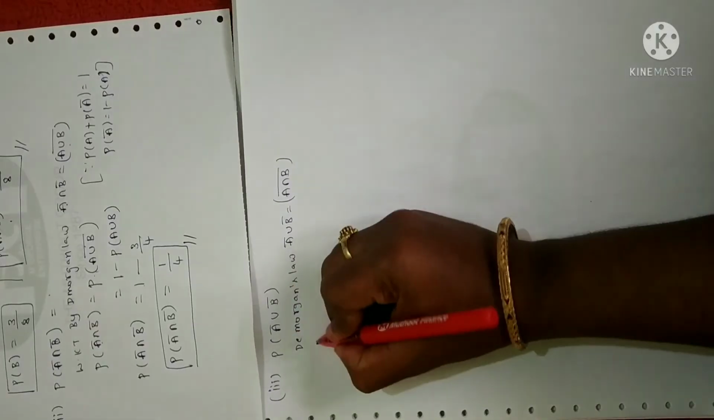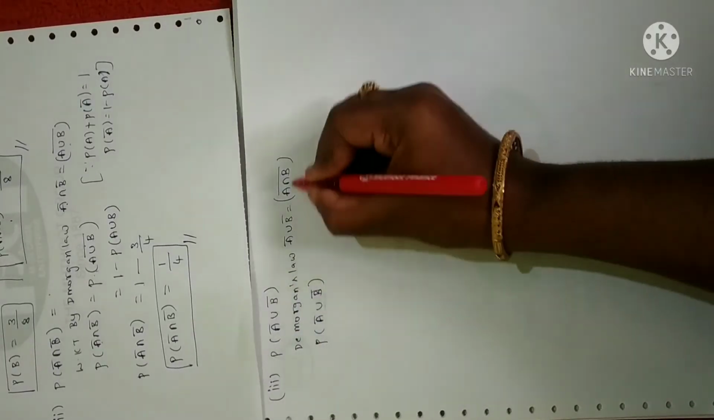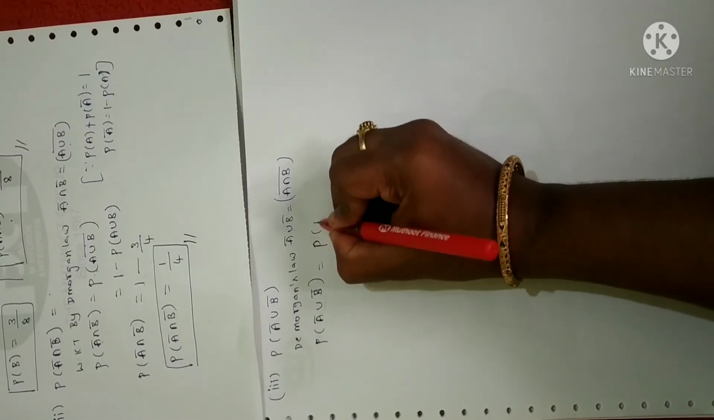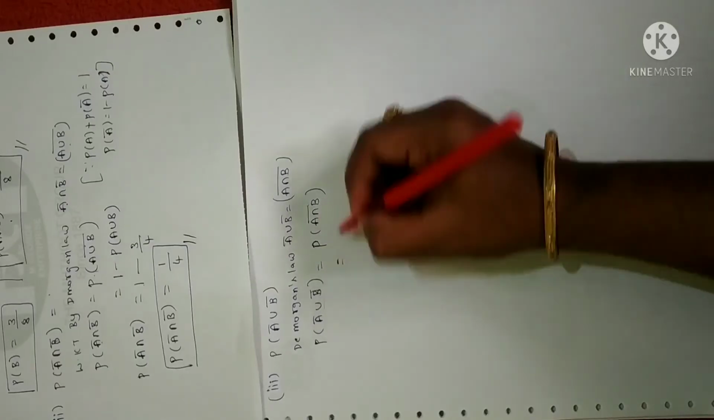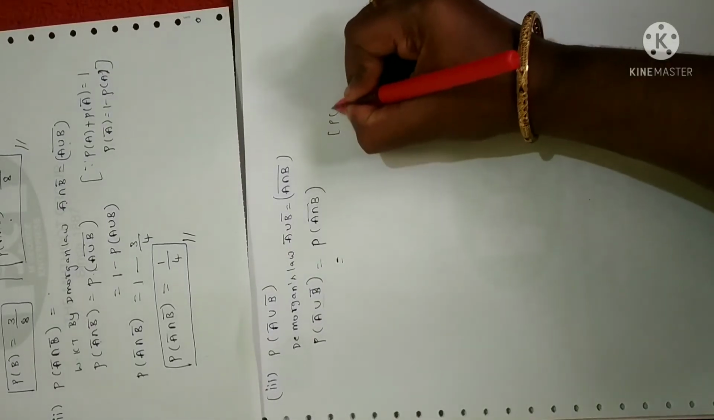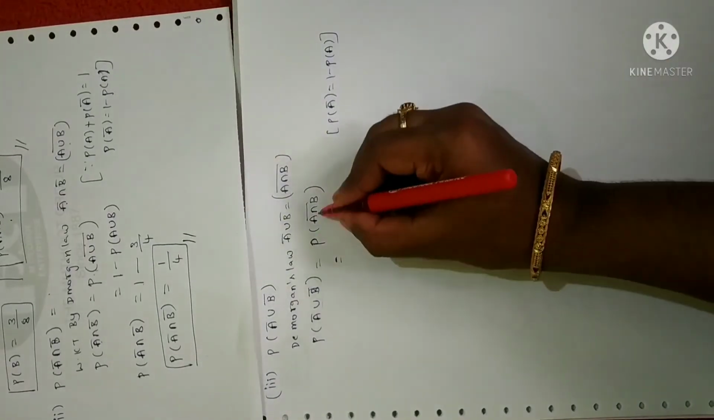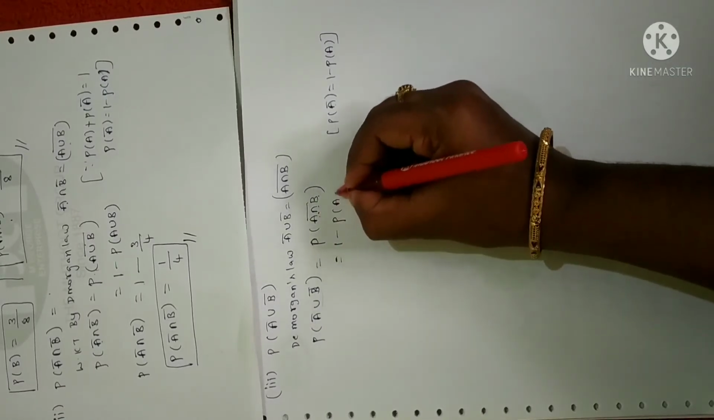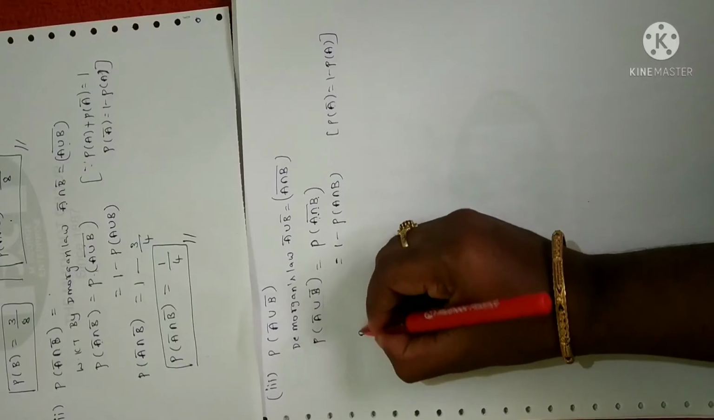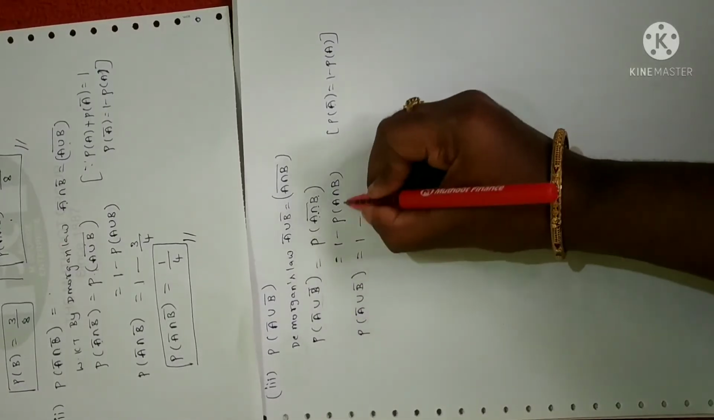Now let me consider this P of A bar union B bar. Now I can replace A bar union B bar as probability of A intersection B whole bar. Now we have to apply the complementary relation, that is P of A bar is equal to 1 minus P of A. Clear? Now in place of A what do we have? A intersection B. So I can write this as 1 minus probability of A intersection B. Therefore probability of A bar union B bar is equal to 1 minus probability of A intersection B.